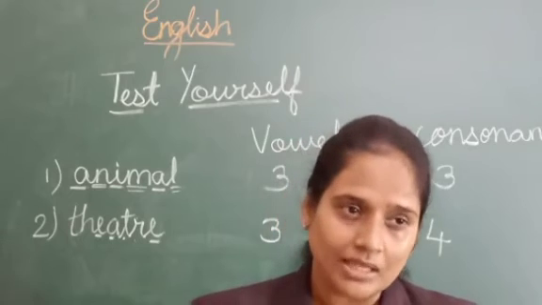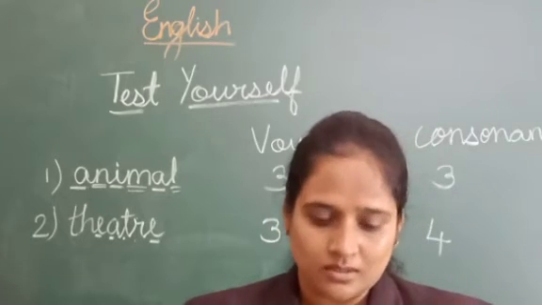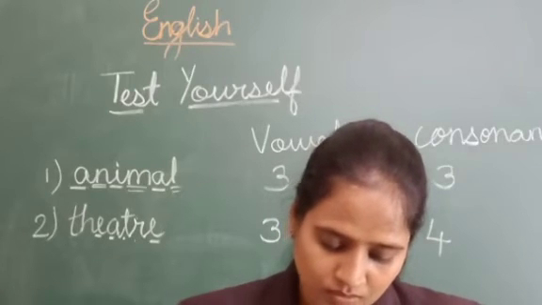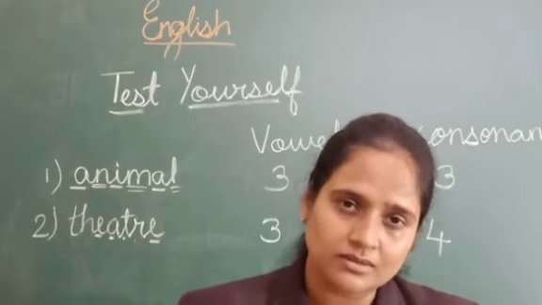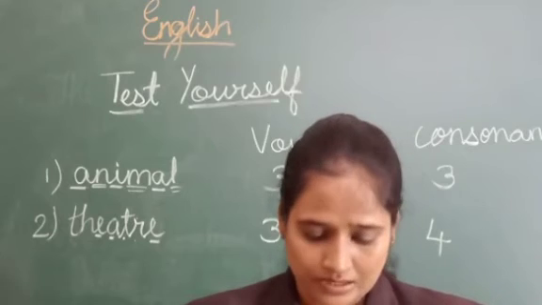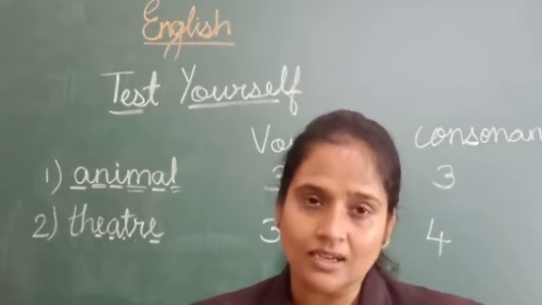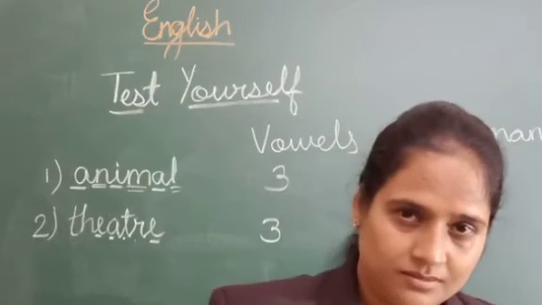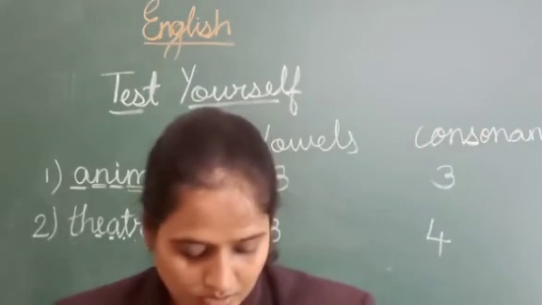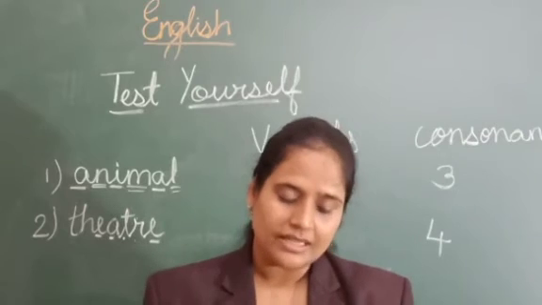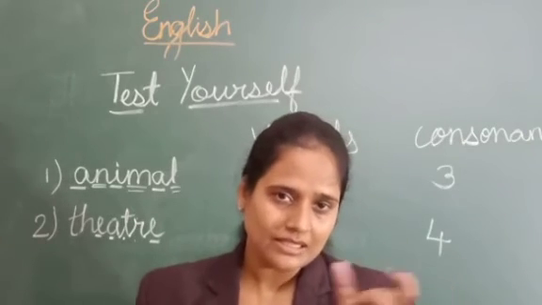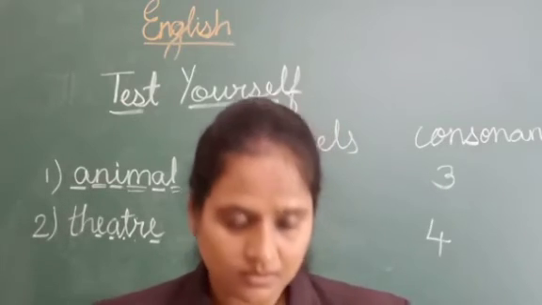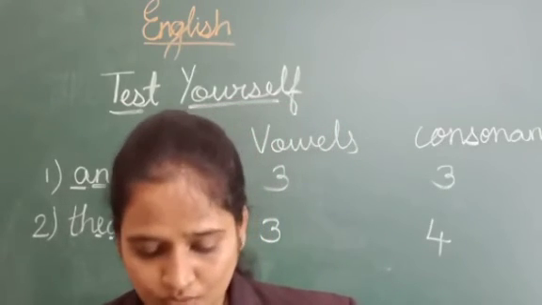For I: ink, into, iron. For O: out, order. This way you have to write. For U: ugly, uncle, up, under. These are the vowels, and starting with A, E, I, O, U you have to write the words. I'll send you the pics. This is on page number 4.